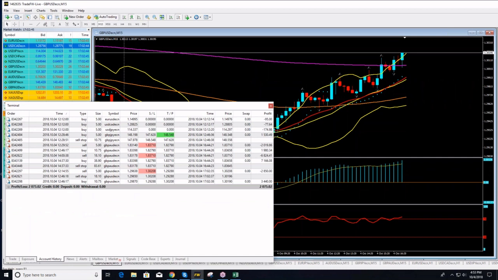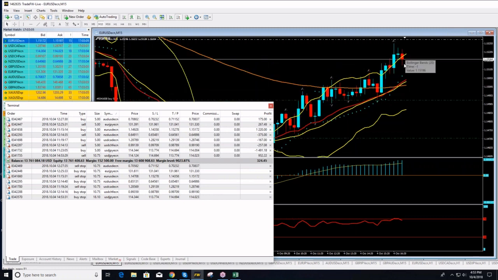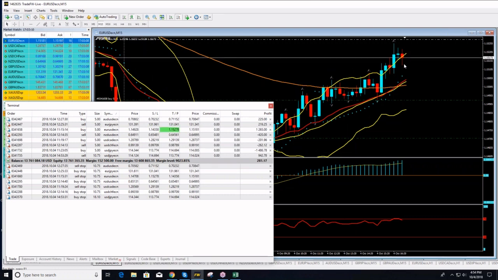We have increased our daily profits to a bit more than $2,000. Our profits are currently $2,075. So with this nice profit, let's check also euro dollar. No, it's going the opposite way. I'm letting the trades develop and we will check how we are doing tomorrow, guys.